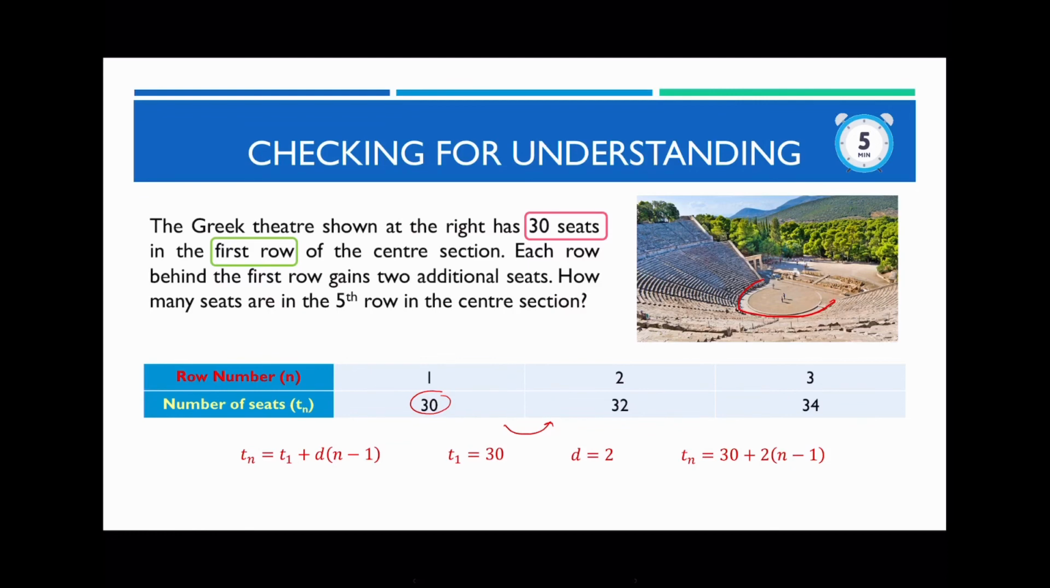Because this question wants us to find out how many seats are in the 5th row, we're trying to find out what Tn is when n is equal to 5. So therefore, substitute n equals 5 into your formula. If you do that, this is what you should get, and therefore your answer is going to be 38, meaning that you can fit 38 seats in the 5th row.